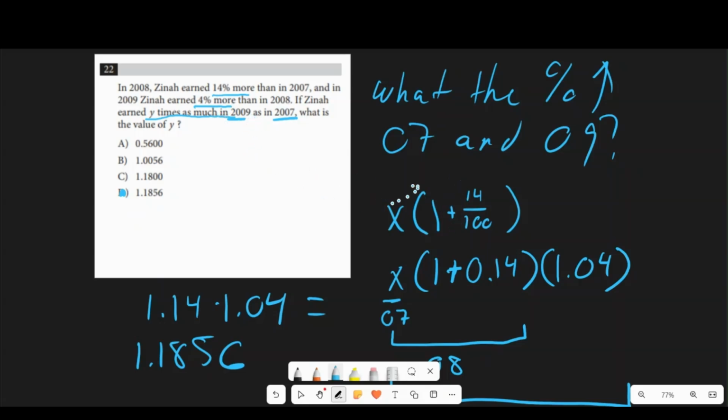And then when you increase from one year to the other, you have the previous year's amount times the same increase percentage. So first the previous year was X times the percentage increase, and then for 2009, we have the previous year of 2008, which was represented by this amount, and then we multiply that by the percentage increase. So hopefully that made sense.